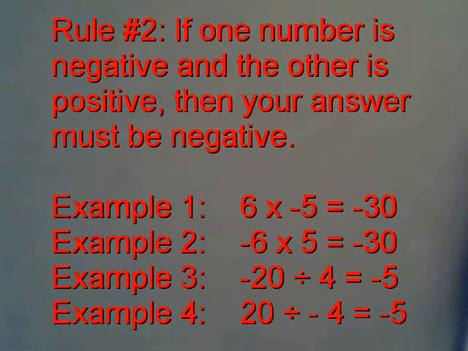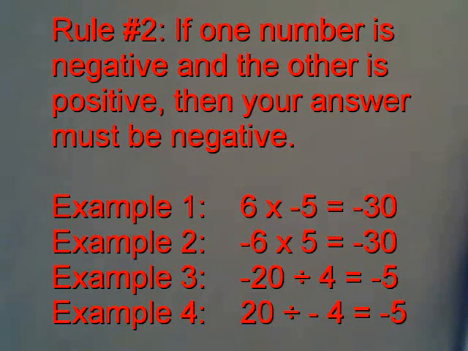Rule number 2. If one number is negative and the other is positive, your answer must be negative. In example 1, you have a positive 6 being multiplied by a negative 5, so your answer must be negative 30. In example 2, you have a negative 6 being multiplied by a positive 5, so your answer is still negative 30. It does not matter whether the negative or positive comes first in the problem. The answer does not change.